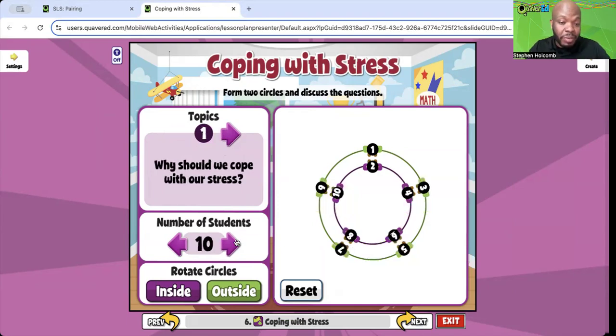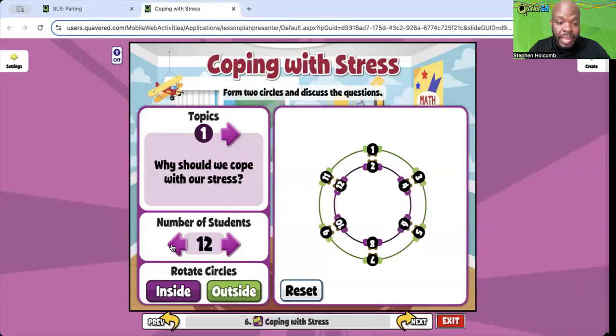So you can determine the number of students that you have in the room. And then this just gives you a little bit of assistance as to who's partnered with who. As you can see, our outer circle is odd numbered. Our inner circle is even numbered. When you're ready to rotate circles, you can click either inside or outside for your students to see who they should be partnered up with. Again, this gives a little bit of assistance just in case your system might be a little bit more complex for the activity. When you're ready to reset, all you have to do is select reset, and it'll take you back to the original pairing of this activity.